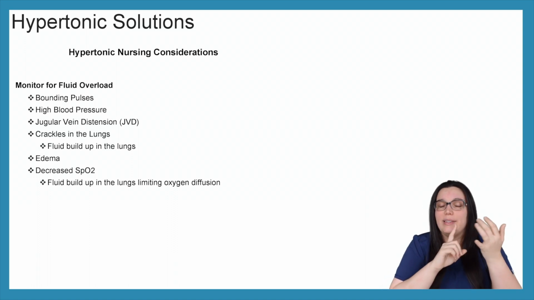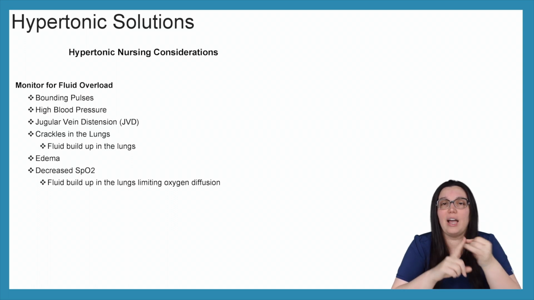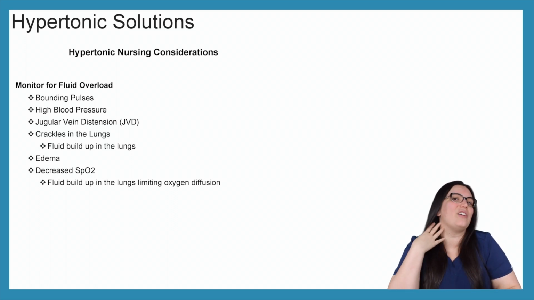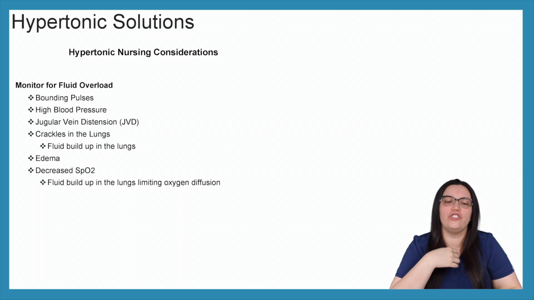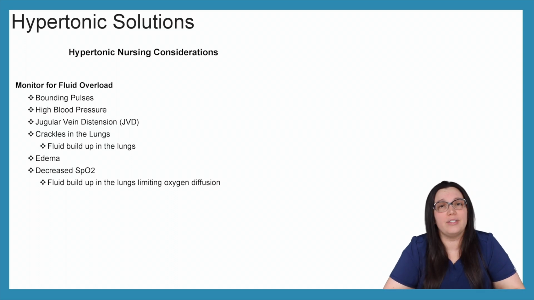So you're going to see those bounding pulses, the high blood pressure. You're also going to have that jugular vein distension, JVD. You can hear crackles in the lungs, especially as fluid is starting to build up in those lungs. Edema, cerebral edema everywhere. It's just massive edema. And then you also have a decreased SpO2 because of the fluid buildup, limiting the oxygen diffusion in the lungs.